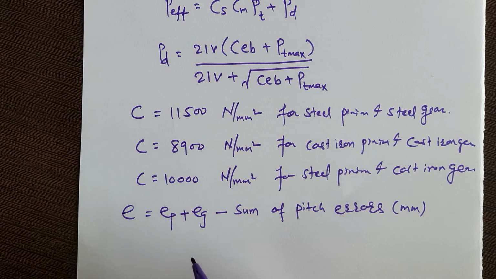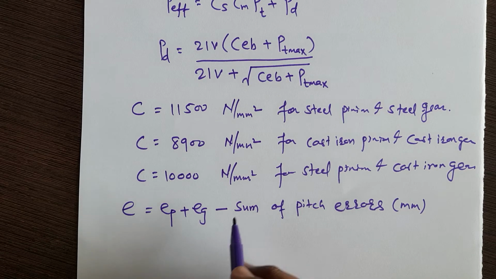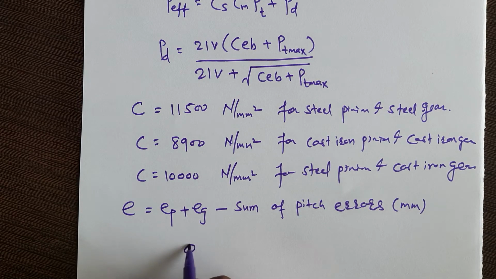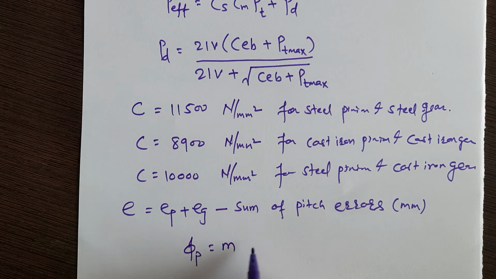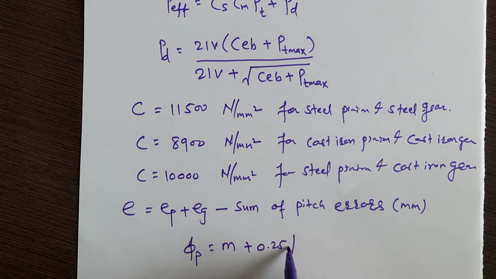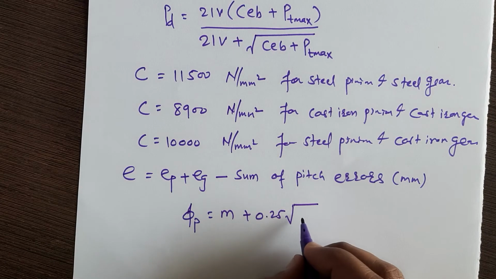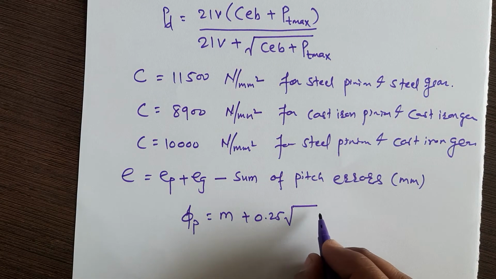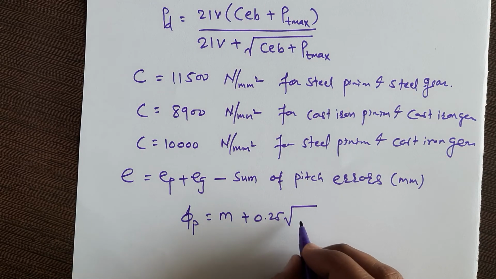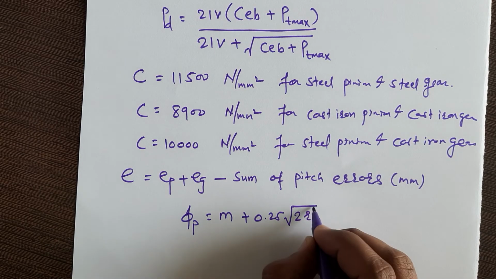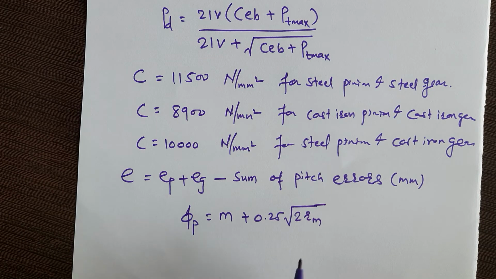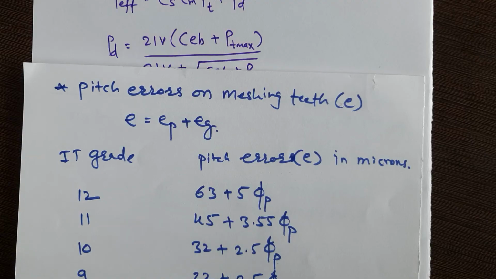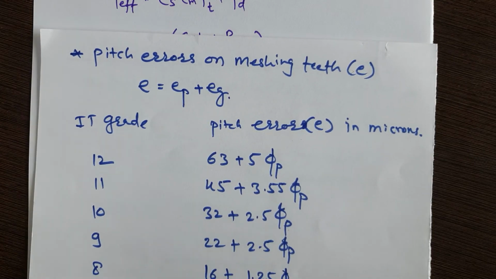Only the tolerance factor, okay, you have to substitute whenever you are finding E, the tolerance factor 5P you have to put as m plus 0.25 under root. Now here dp was there, or dg, so in that you have to put here 2 times rm, the mean radius. So this will be the difference. The remaining formulas will be the same. So actually these are the formulas for E, pitch error.